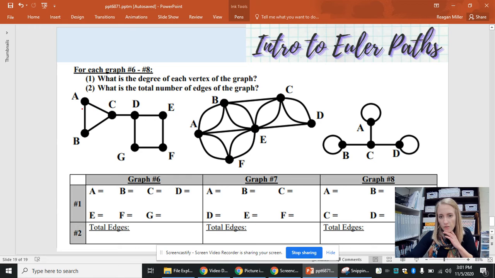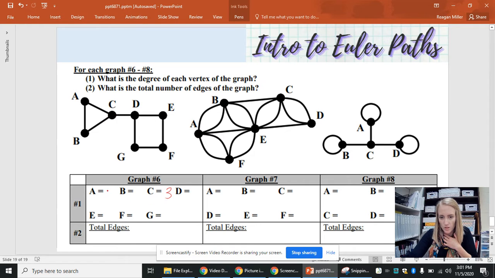But here for the first one, graph number 6 that we're looking at, if we look at each of the vertices, we'll start with A. It has two lines coming out of it, or two edges coming out of it, so the degree is 2. So for B, the same thing, 2. C, however, you've got 1, 2, 3.